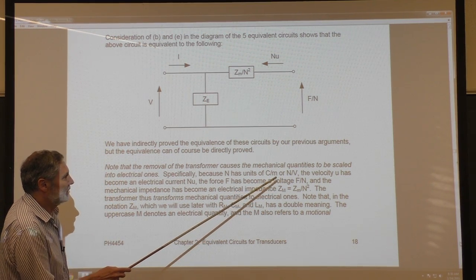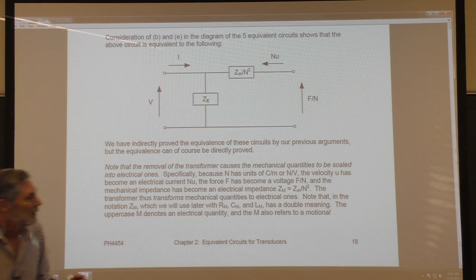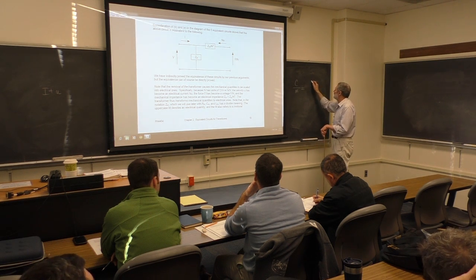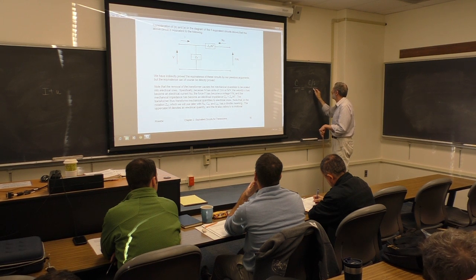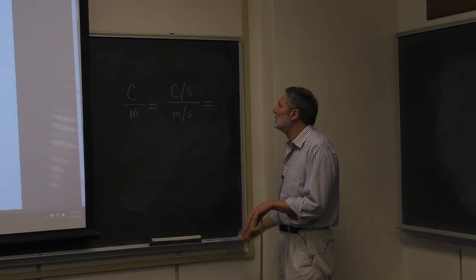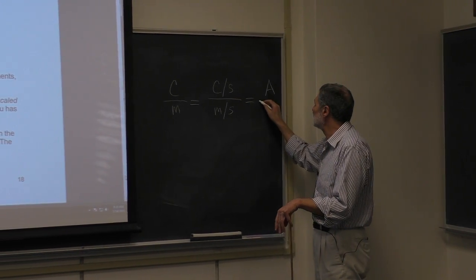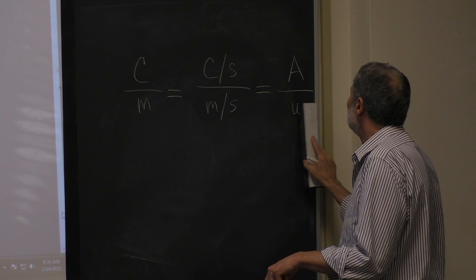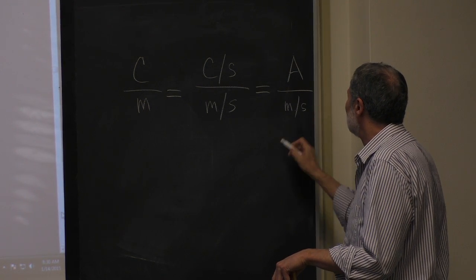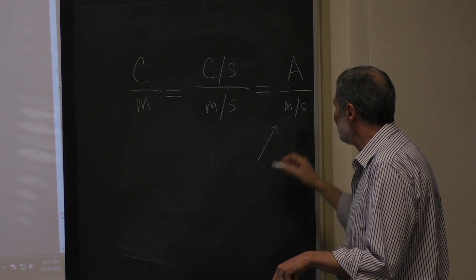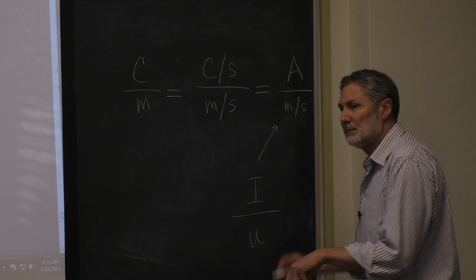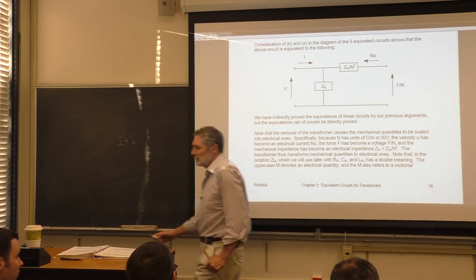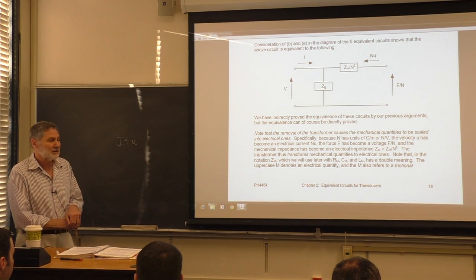Alternatively, you can show that this has the same units of coulombs per meter. What a coulomb per meter is: if you take a coulomb divided by a second, these are amps. A coulomb per second is an amp. And this, I'm just going to write U here. So these are the units of current divided by velocity. You can see the conversion here. We need to convert between mechanical and electrical, and there are two quantities there: the voltage and the force, and the current and the velocity.